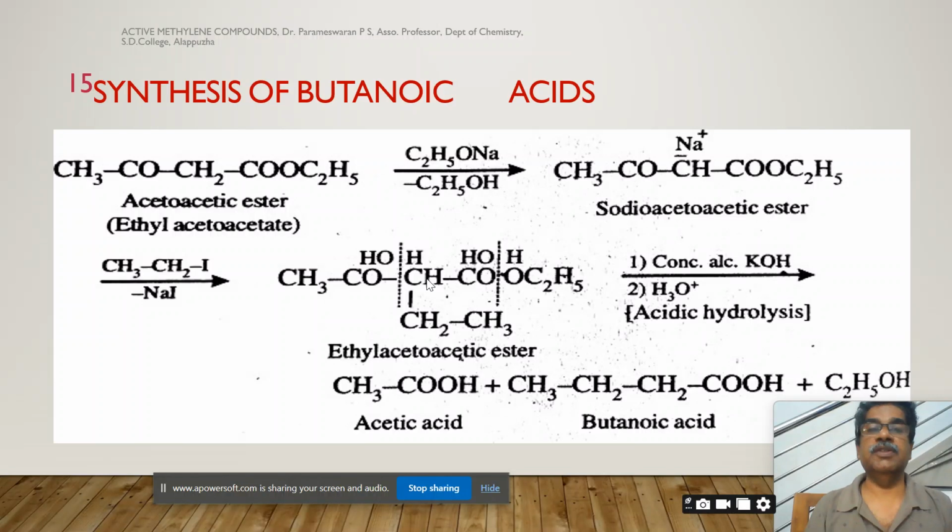So it's very easy. First it is treated with sodium ethoxide, then it is treated with ethyl iodide. So the CH2 group, the active methylene group, is substituted, followed by acid hydrolysis. The condition is concentrated alcoholic potassium hydroxide. So what will happen is it converts to acetic acid, butanoic acid and ethanol. Okay, so one use is you can synthesize either propanoic acid or butanoic acid or pentanoic acid. Generally, fatty acids or carboxylic acids can be made from acetoacetic ester.